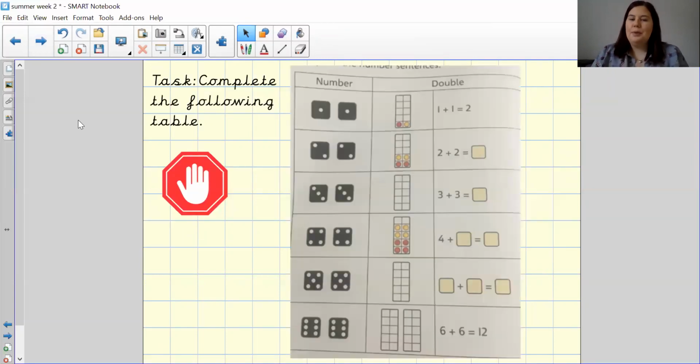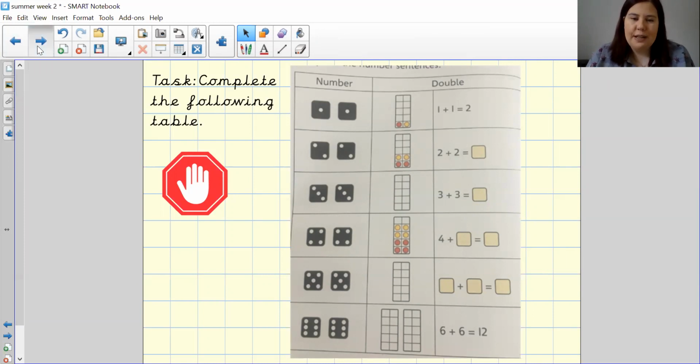So your task now is to complete the following activity. So you have the dice going all the way down to 6. Okay, so double 6 the last one here. But if you want to continue and go all the way up to 10, you can by drawing your own dice, okay?